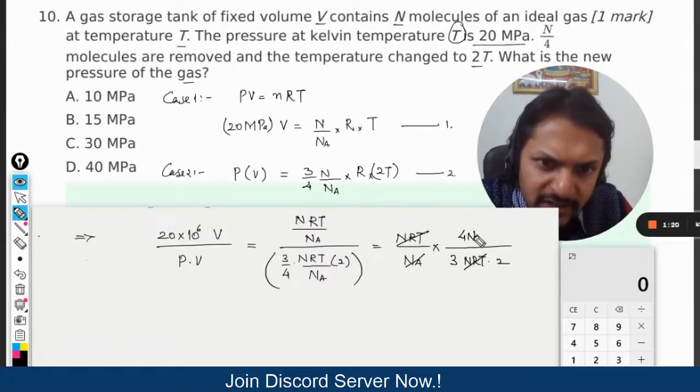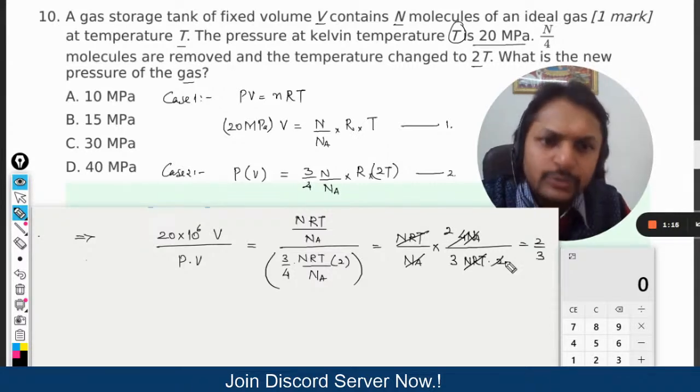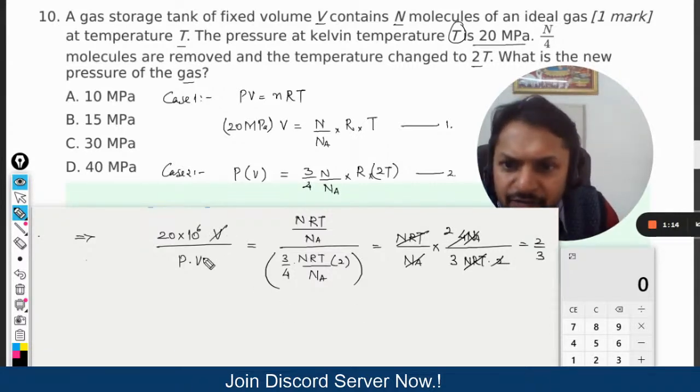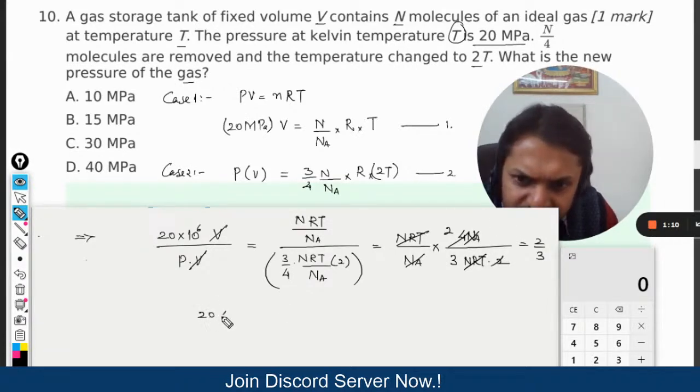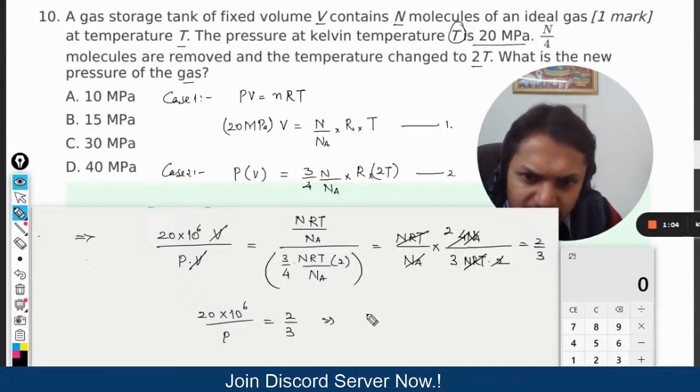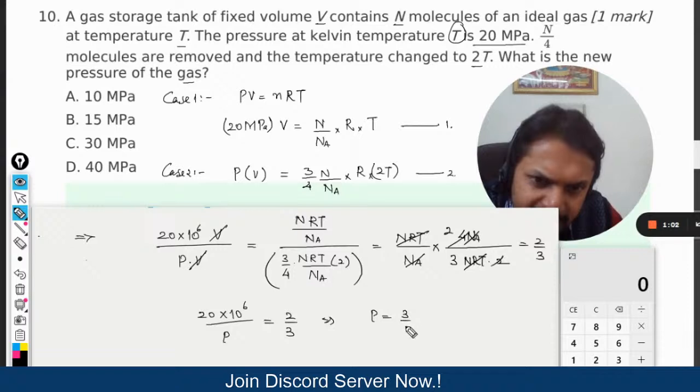So nRT, nRT, this and this get cancelled out, this will be 2. So eventually it comes out to be 2 by 3, and V gets cancelled out. So P will be taken to the other side. It is 20 into 10 raised to power 6 divided by P, 2 by 3. Now this implies P is 3 by 2 times 20 megapascal. This is 10. So our answer is 30 megapascal.